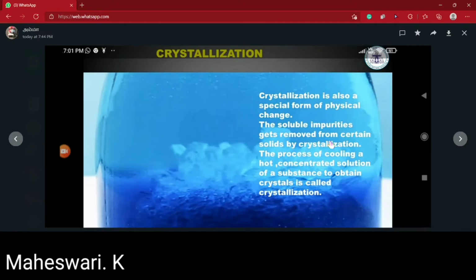Then crystallization. So what is crystallization? Crystallization is also a special form of physical change. The soluble impurities get removed from certain solids by crystallization. The process of cooling a hot concentrated solution of a substance to obtain crystals is called crystallization.